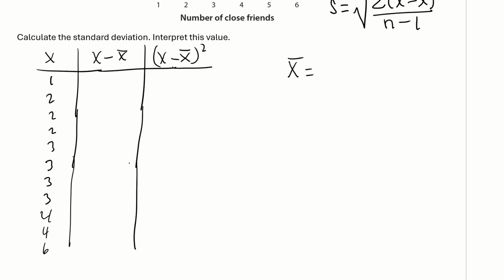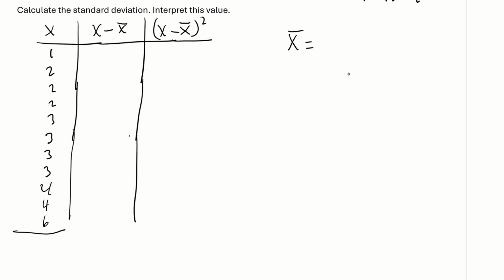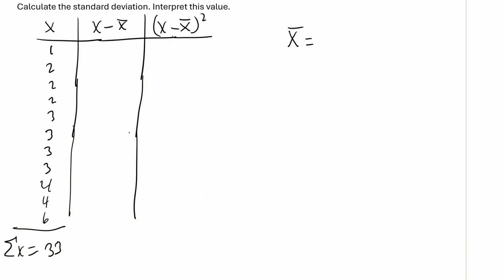All right, so to find x bar, if I add these up, if I do the total for these, what do I get? We want to figure that out first. When I add those up, I should get 33. And then to get the x bar, I do the total divided by n, and the total is 33. The n is 11. We have 11 people, right? So the x bar is 3. Okay, so 3 is my average.